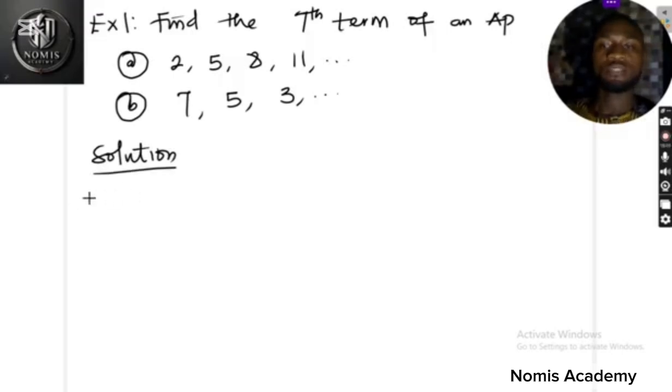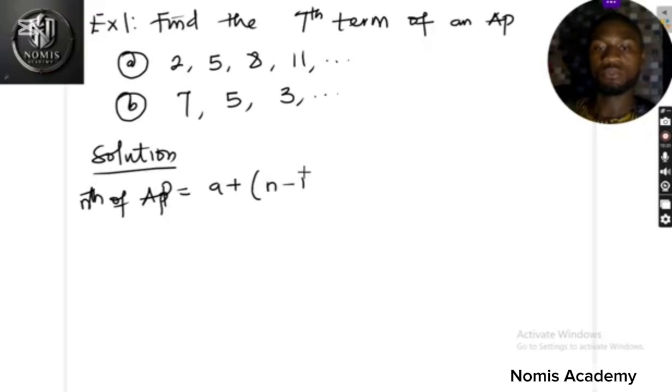So looking at it, we need to state out our parameters. Since our formula says that the nth term of an AP is equal to a plus, open bracket, n minus 1 close bracket, d. The a is our first term, which is 2. The n we are looking for is 7. The question says find the seventh term. Then for the common difference, we need to get it.